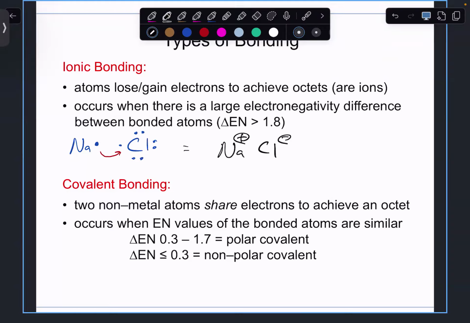But again, the goal with bonding is always the same. The reason atoms form bonds is so they can achieve their octet. This satisfies the octet of both of those atoms.